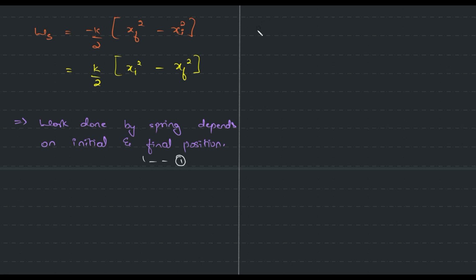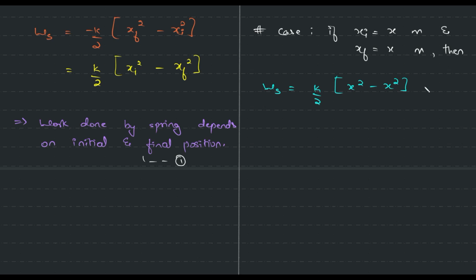Let me take a special case. Case: if your initial position is x meters away, and your final position is also x meters away, then the work done by the spring can be written as this, right? x square minus x square is 0. So we have 0 joules. Is it not, guys? So from this result and from this result, from 1 and 2, what can we infer?